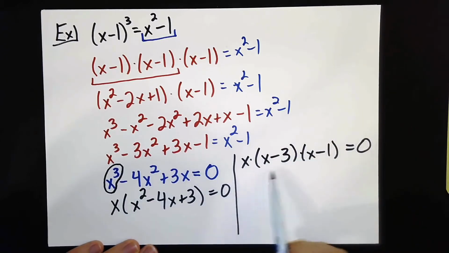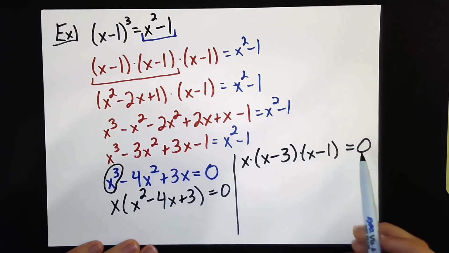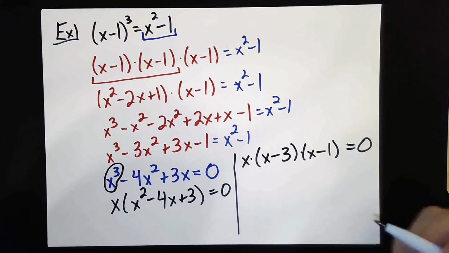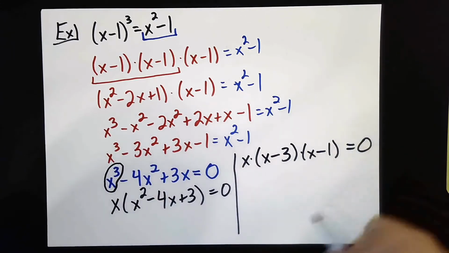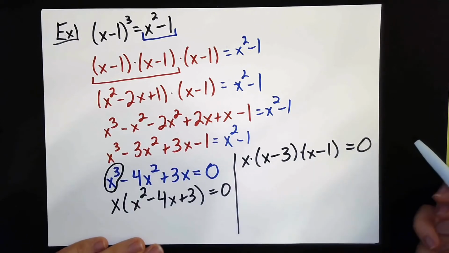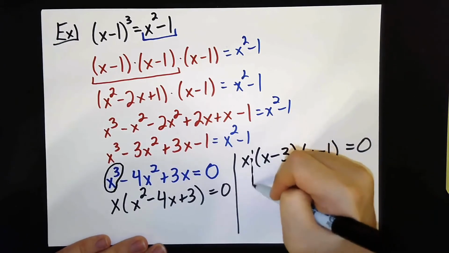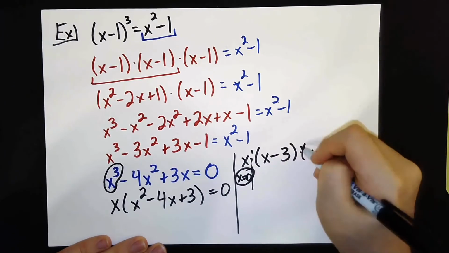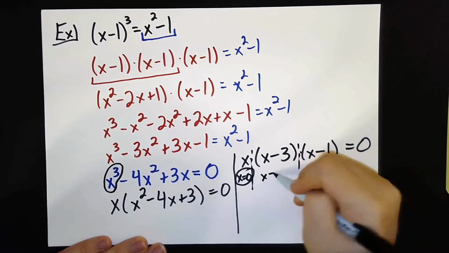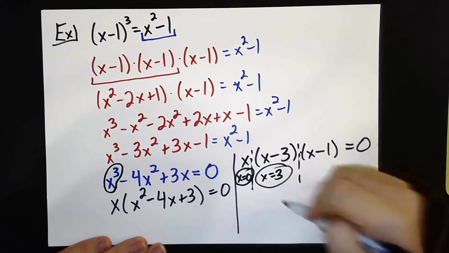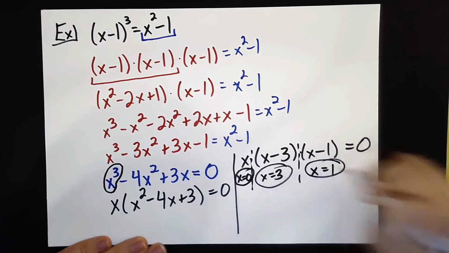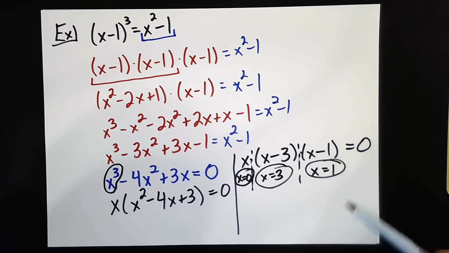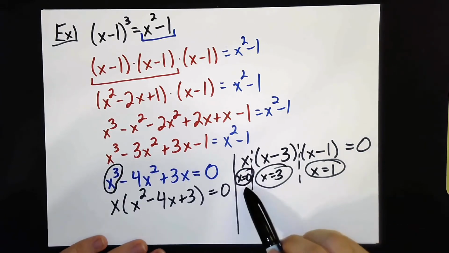And now the product of all three of these things is 0. But the same logic we've used in the previous videos applies. When the product of three things is 0, it means one of them is 0. So either x is 0, that's one solution, or x is 3, that's another solution, or x is 1, that's the last solution. And so this original equation that we wrote down in fact has three different solutions: 0, 3, and 1.